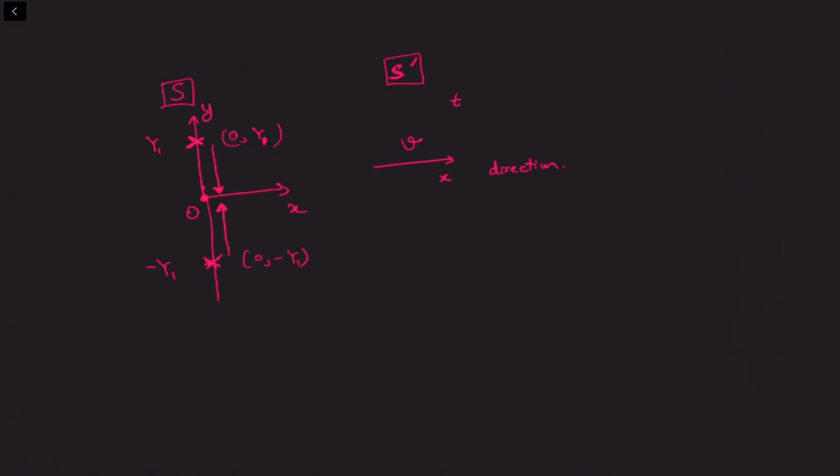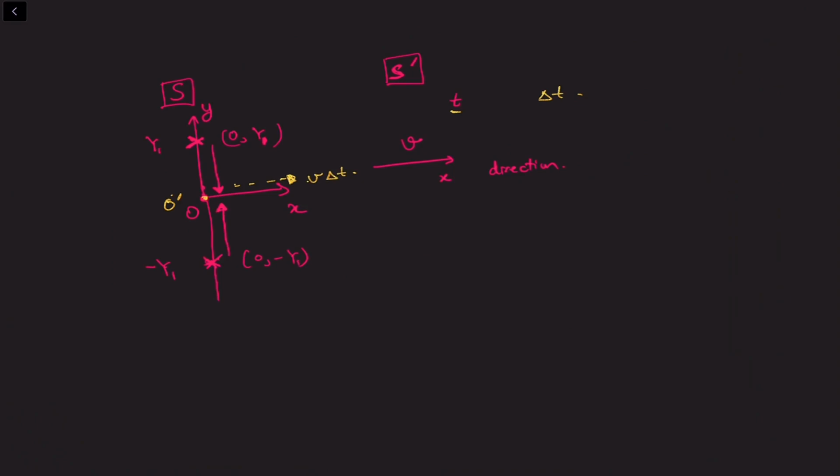Okay, but what about if these events are occurring at the same x coordinate, but the direction of motion is in the x direction? Now we can easily visualize what will happen. Imagine that O prime passes O at the same instant t at which these events occur, and O prime then continues to go further ahead. After some time delta t, they would have moved a distance of v delta t along the x-axis.